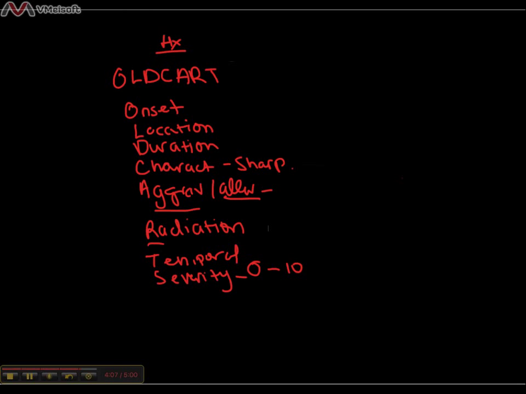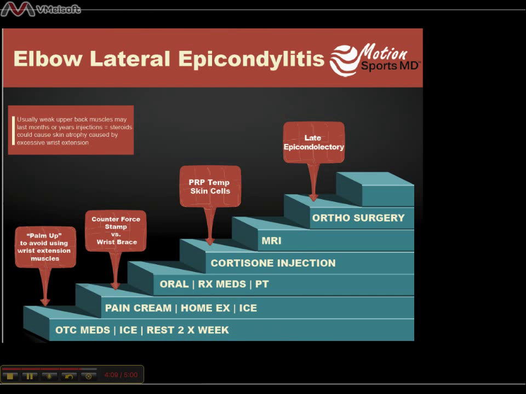So once you have this clinical suspicion, then you want to start looking at the treatment options. I know this looks a little complicated, but it's pretty straightforward. Think of this as steps, right? This right here is the first step, then this is the second step, third step, and so forth. The first time the patient comes in, and the pain isn't too bad, and you're pretty sure it's lateral epicondylitis, you might want to consider just starting them off with over-the-counter meds, ice, and rest 2 times a week while avoiding wrist extension exercise. Now, the worse it gets, you might want to go up the step, or the ladder.